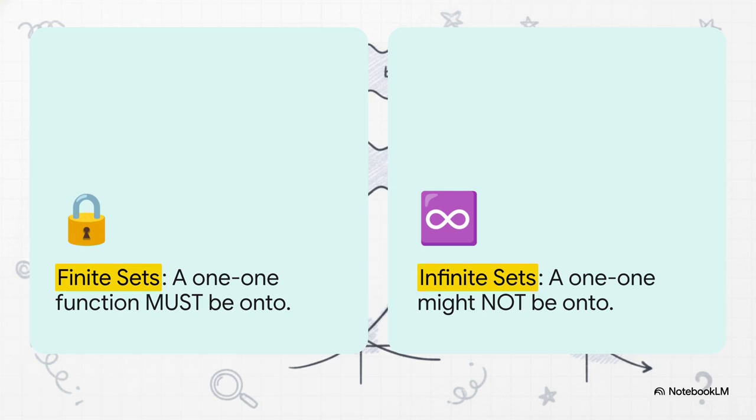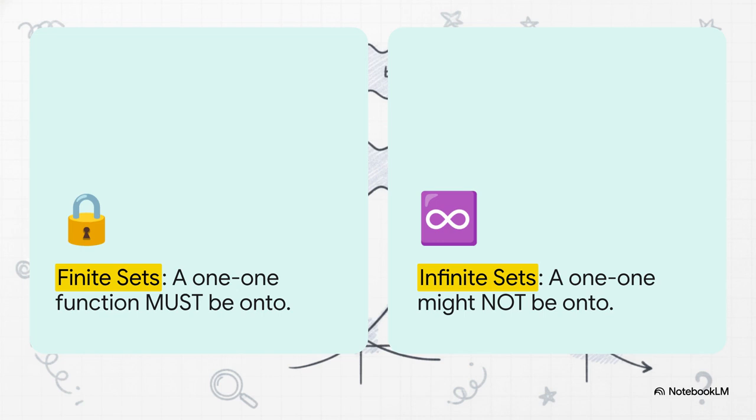But the moment we step into infinite sets, the rules completely break. For instance, if we take the infinite set of natural numbers and apply the function f of x equals 2x, every unique input gets a unique even output, right? So it's 1-1. But it is not onto, because all the odd numbers are completely skipped over, just left hanging out there in infinity. It leaves us with a pretty wild final thought.